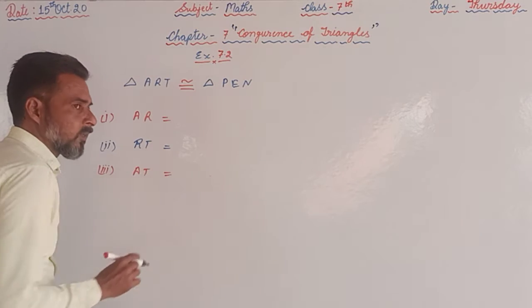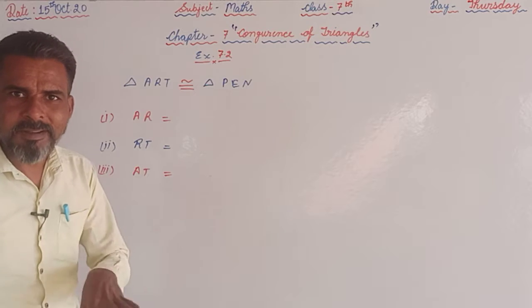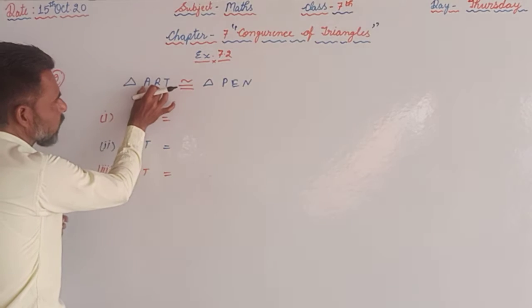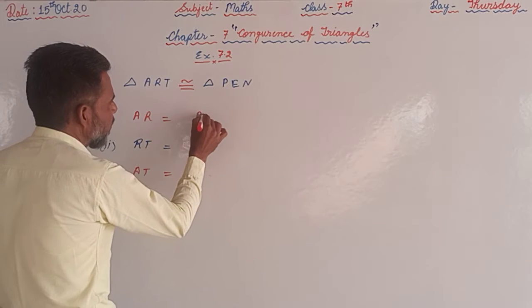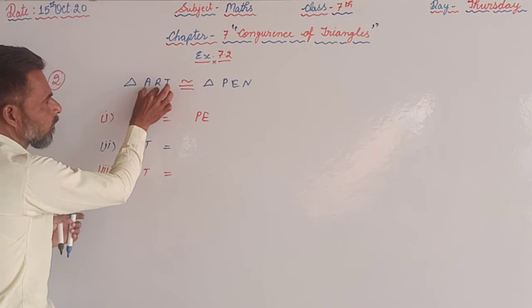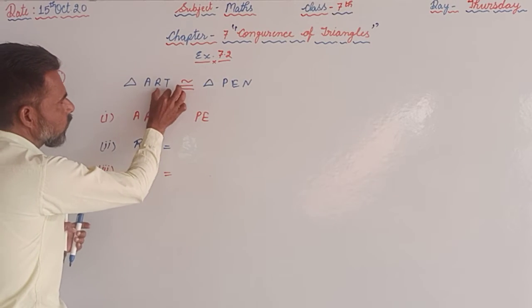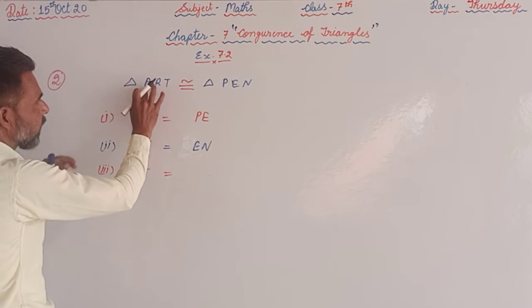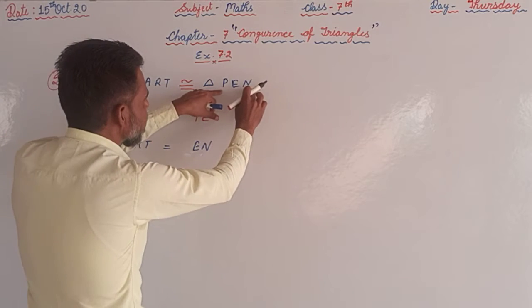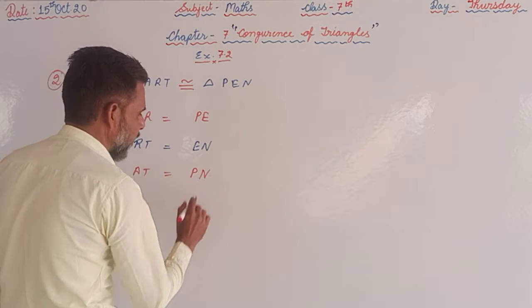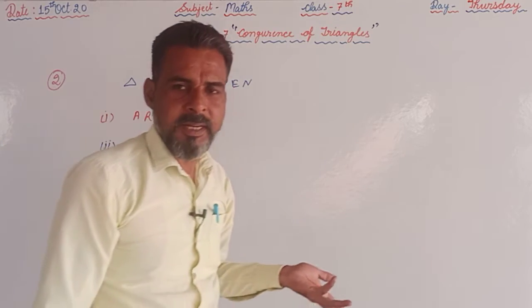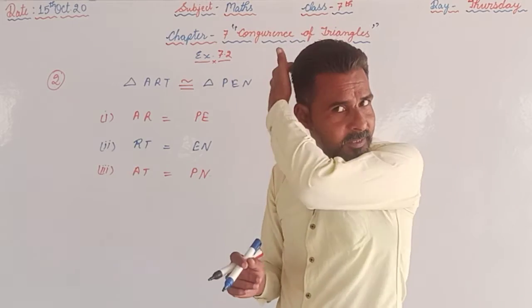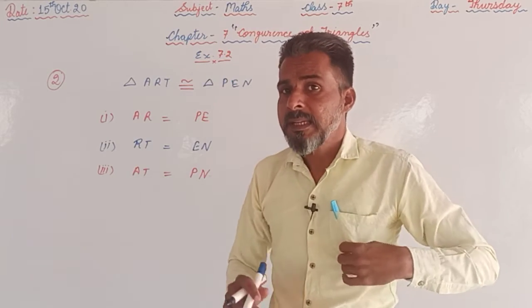Now for such type of questions we don't require the figure, we can assess from the name only. AR means first two letters, so first two letters here, that will be PE, because AR, PE. RT last two, EN, then AT first and last, so first and last here, that is PN. So we can assess from the name of the congruent triangles given, from that only we can assess the corresponding parts which are equal.